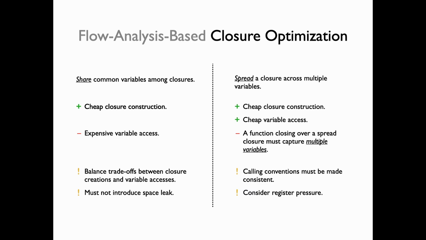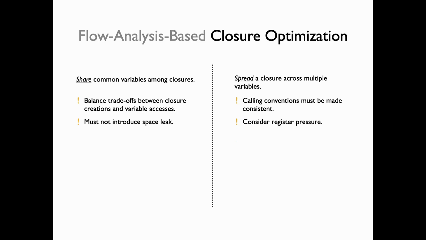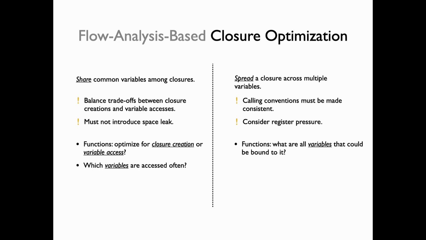And the second half of this talk is going to talk about how we made those choices, and we focus specifically on what information we might need to know. So to make smart sharing decisions, we need to know a bunch of frequency questions. Is the function defined more often or called more often, which means should we optimize for closure creation, or should we optimize for variable access? And for each variable, are they accessed often at all? For the spreading optimization, we have a related but different question, which is: what are all variables that could be bound to a function?